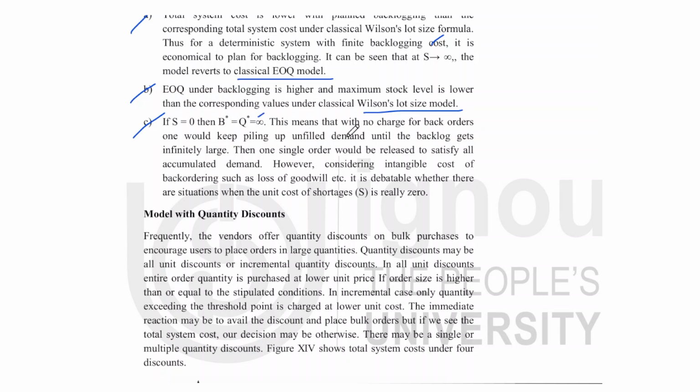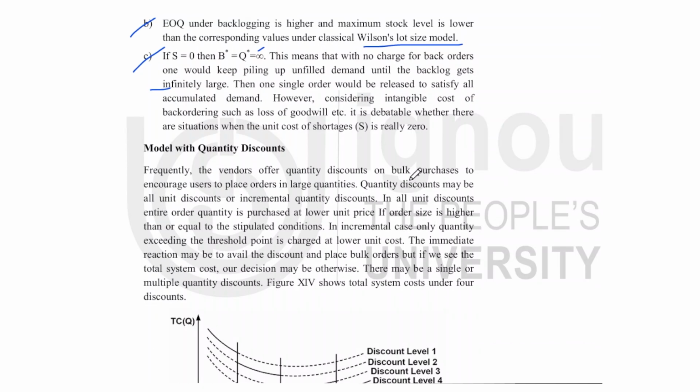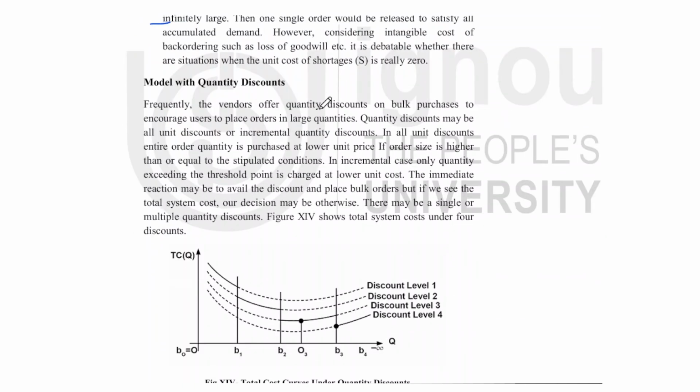So this means that with no charge for back order, one would keep piling up unfilled demand until the backlog gets infinitely large, and then one single order would be released to satisfy all accumulated demand. However, considering intangible costs of back ordering such as loss of goodwill, it is debatable whether there are situations when the cost of shortage S is really zero.